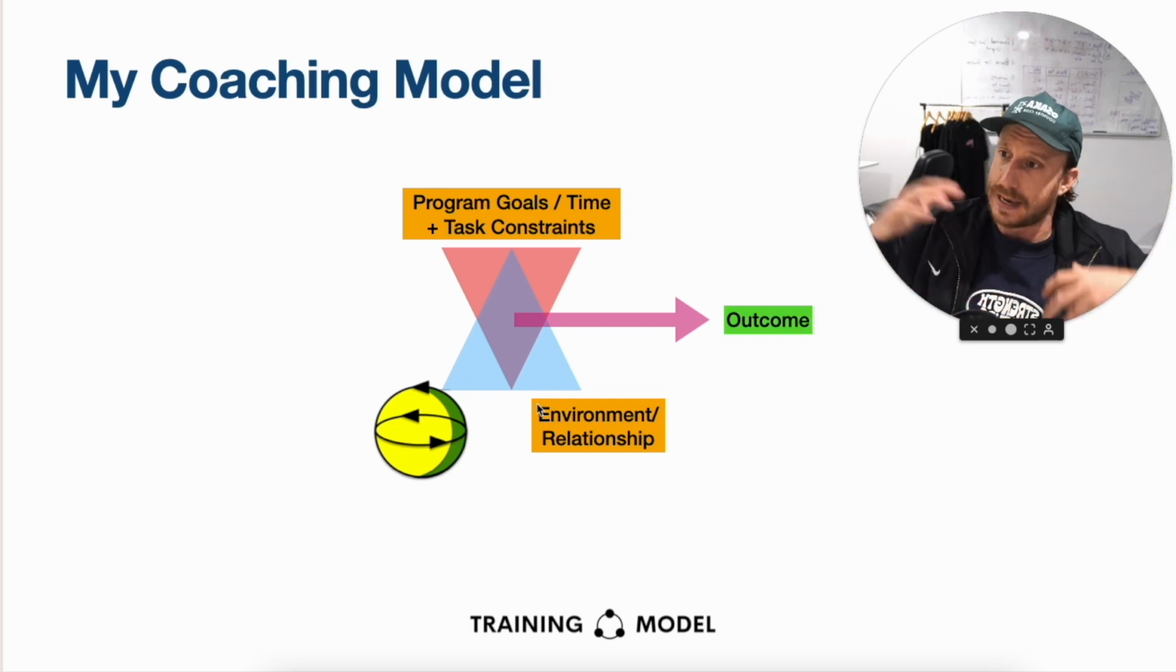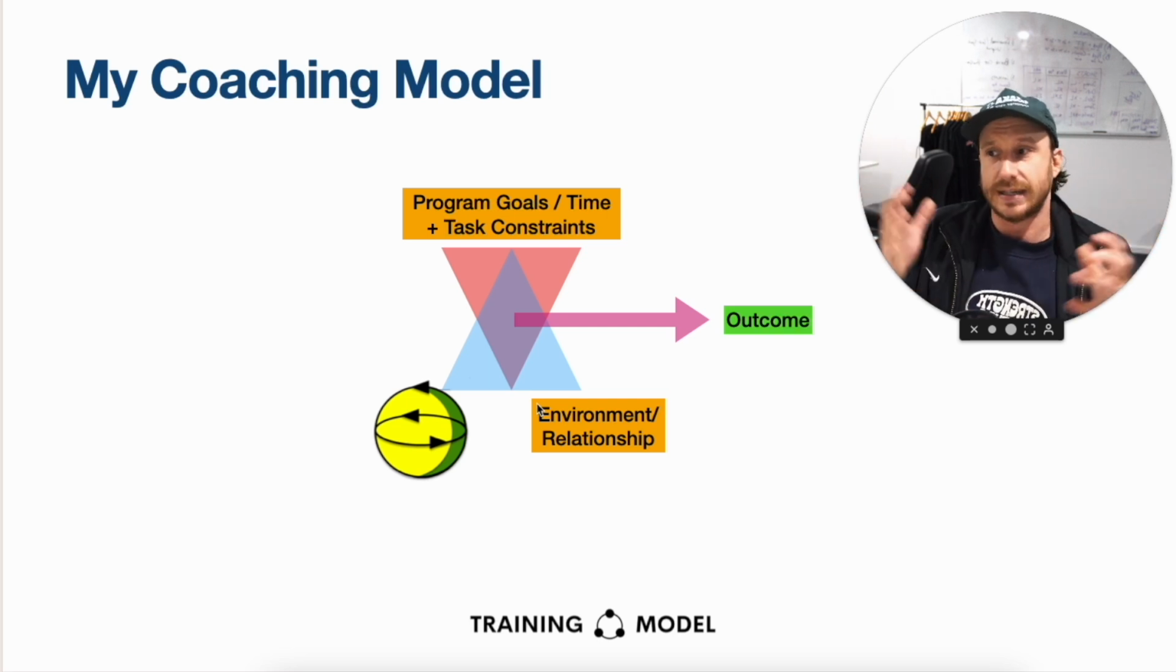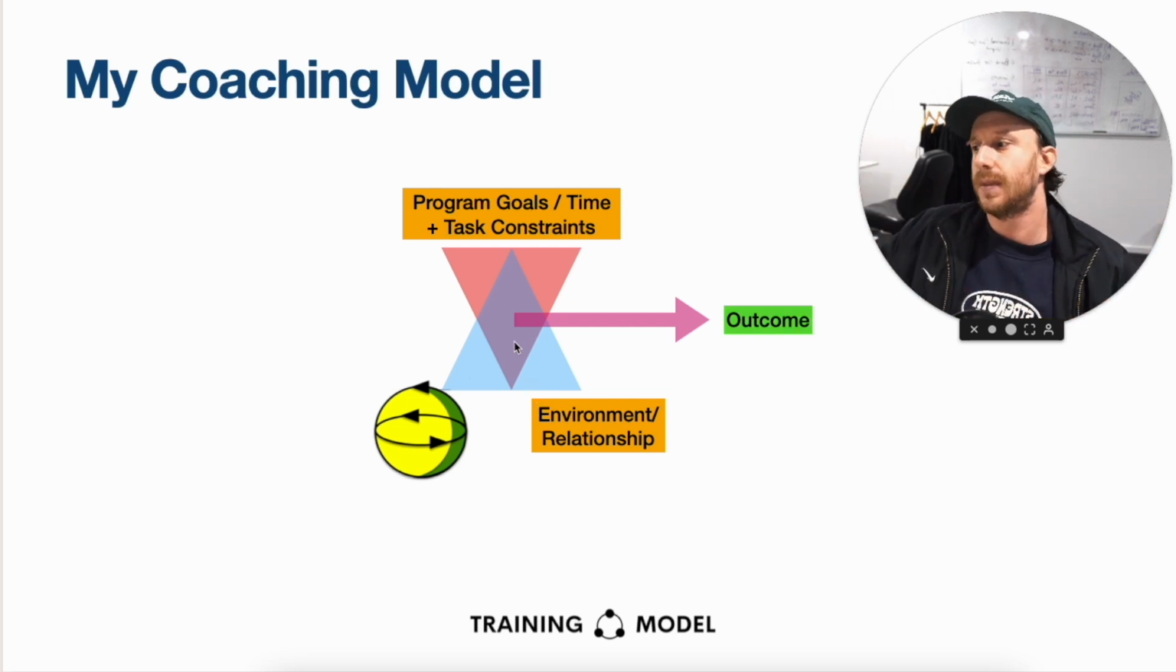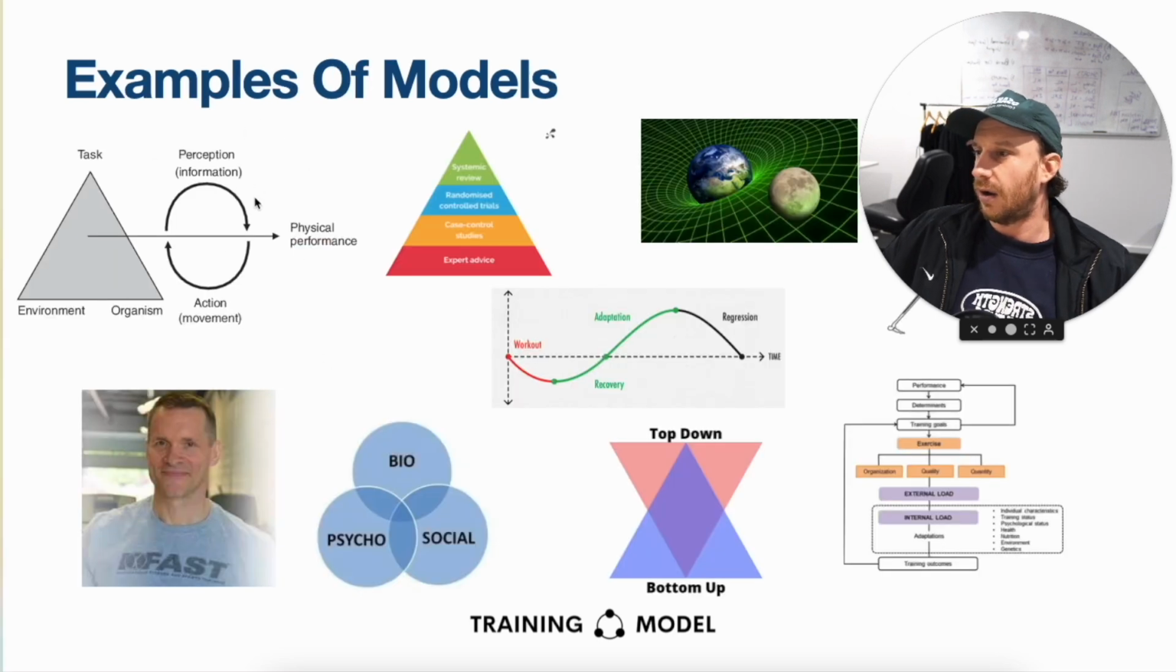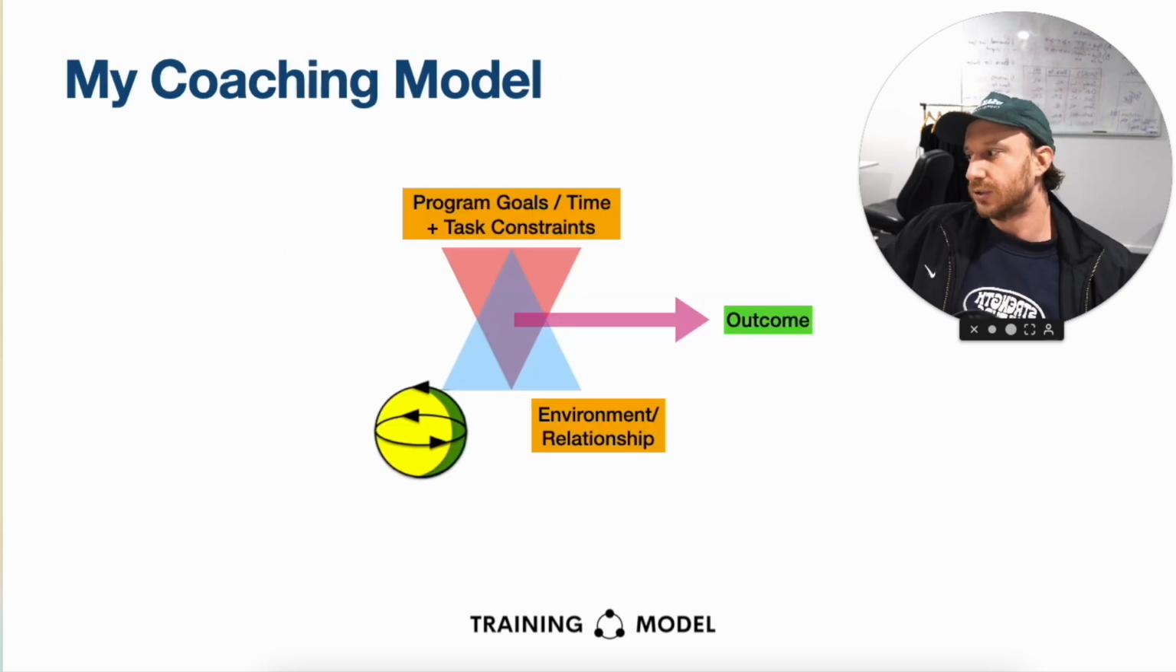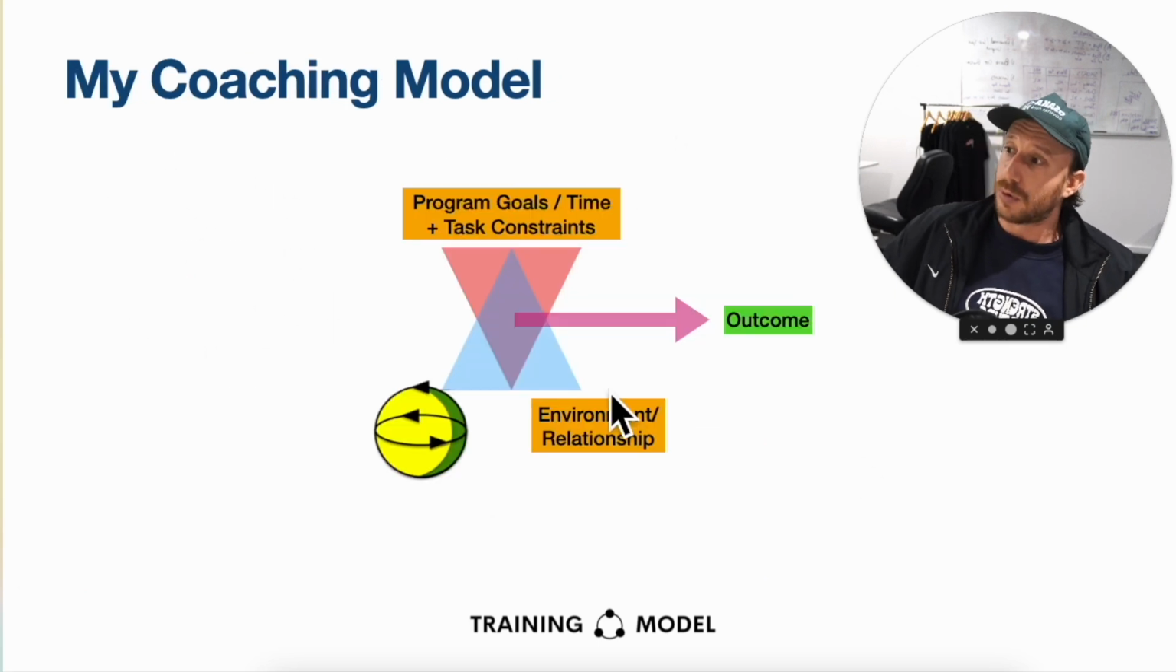So we have top-down, bottoms-up, and all of these constraints feeding into the system. And eventually we start to drive outcomes as a response to that. And in order to change the outcomes, we have to change these inputs. And that is an adaptation of this kind of idea within the constraints-based model. So that is my overall coaching model.